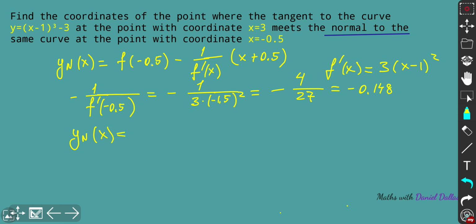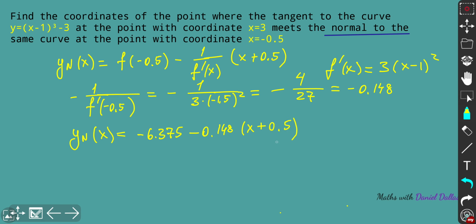Now you plug back into the equation for the normal. By the way, we need to calculate f of negative 0.5. Let's calculate that. Just simply plug in negative 0.5 into the equation of the function. It will give you negative 6.375. We've already found minus 1 over f prime, so we continue doing that and write negative 0.148 times (x plus 0.5).